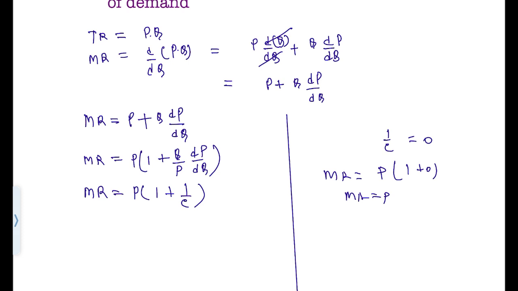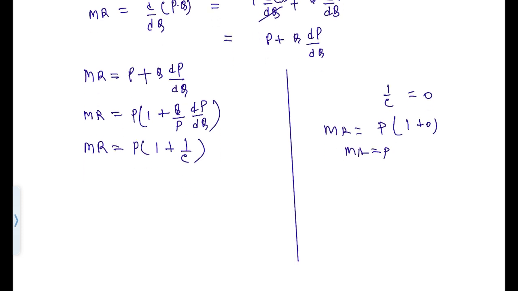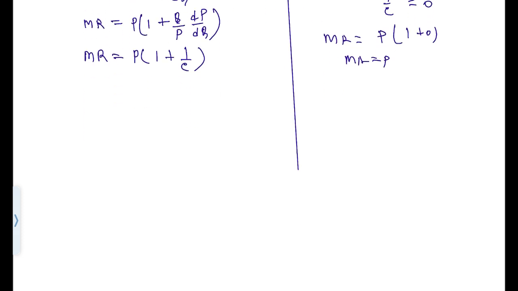This is the case of a perfectly competitive market. In the case of a monopoly market, demand is not infinitely elastic, so here you can see the difference between price and marginal revenue. This is the relationship between marginal revenue and elasticity of demand, and you can show it graphically as well.